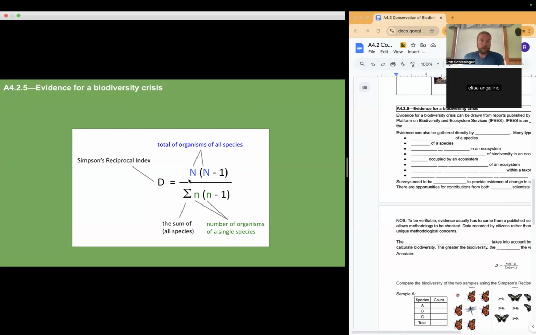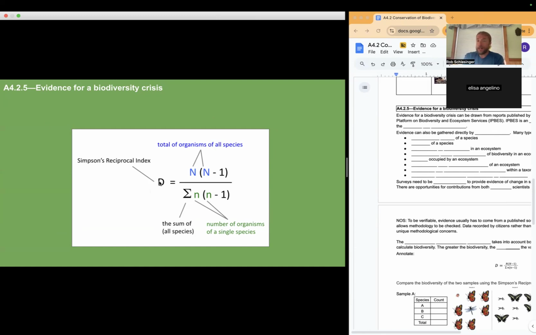You probably are aware of all these math letters. This funky looking one is a sigma, and that's just the sum. And then we use n, and n is usually a placeholder for an unidentified number. In this case, a capital N is going to be the total of organisms of all species. And that's probably not making any sense at all right now, but it will. And then the little n is the number of organisms of a single species. And so using all of this, we're going to be able to generate a value, and that value is represented by the letter D, and I think it stands for diversity.